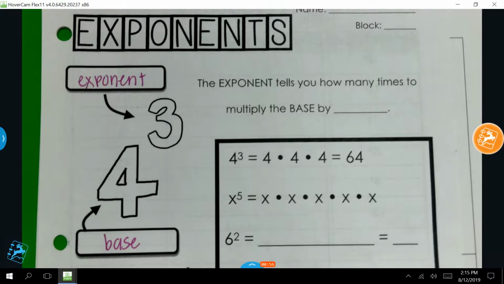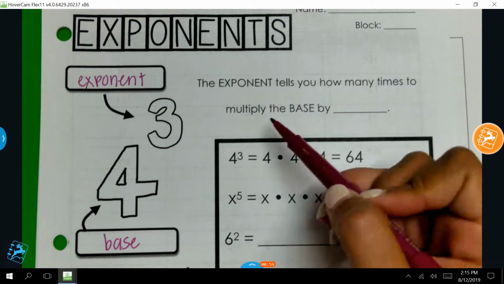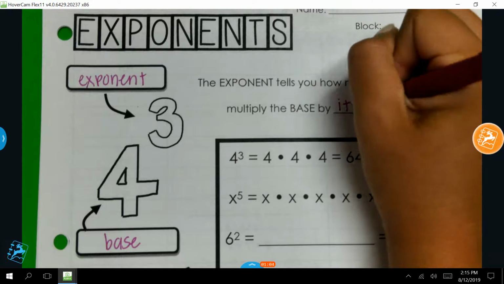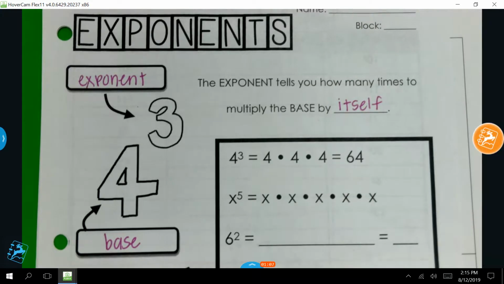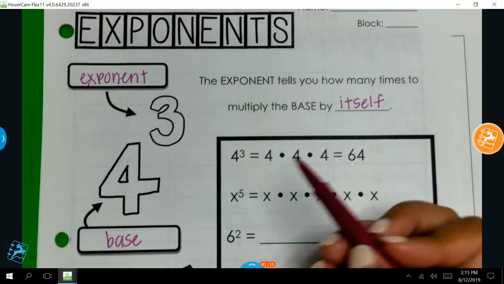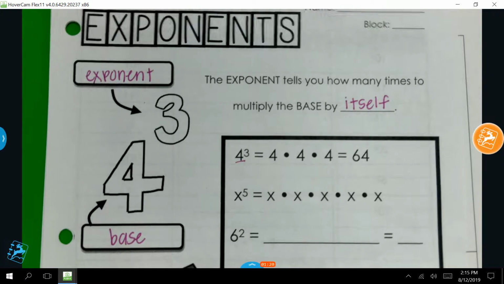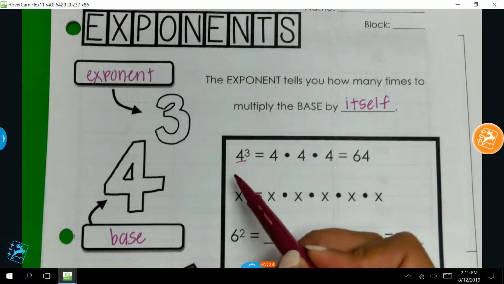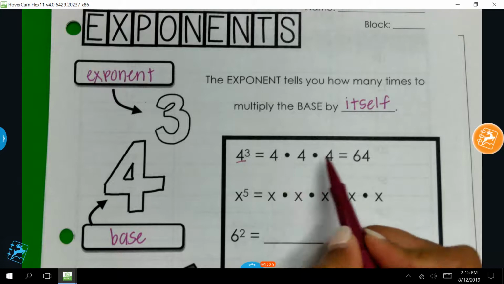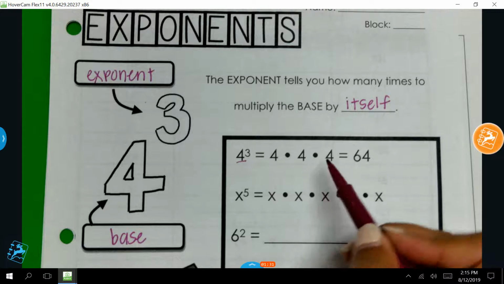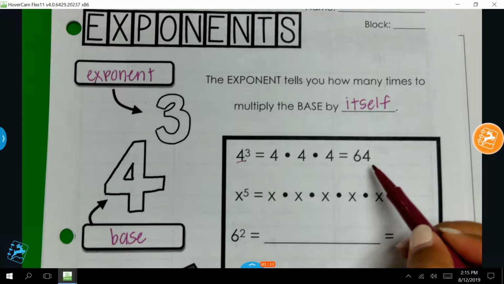So what does that exponent do? It tells me how many times to multiply the base by itself. So if you look right here at 4 to the 3rd power, that 4 is my base, and that exponent is telling me how many times to multiply that base by itself. So I have 4 3s. I'm multiplying 4 times 4 times 4. And when I actually do that, I get an answer of 64. Okay? Make sense?